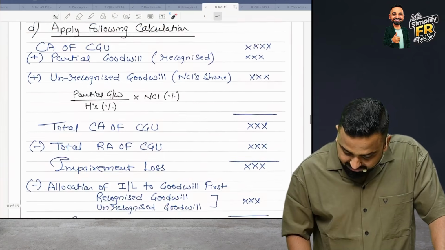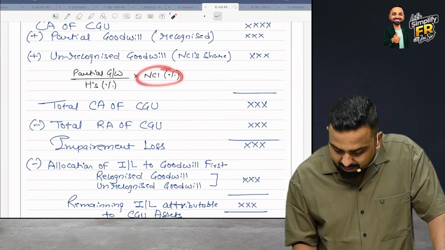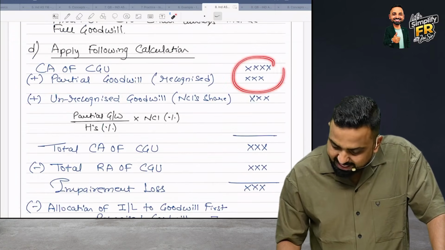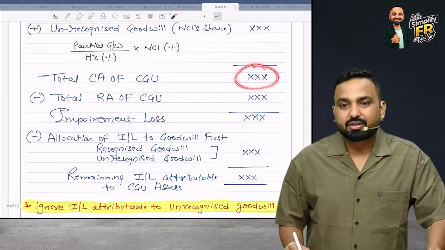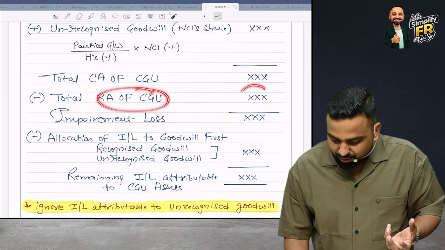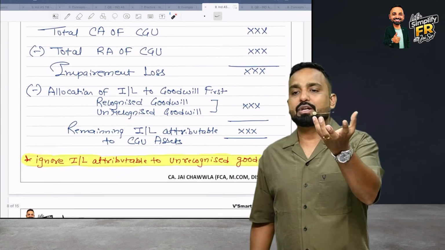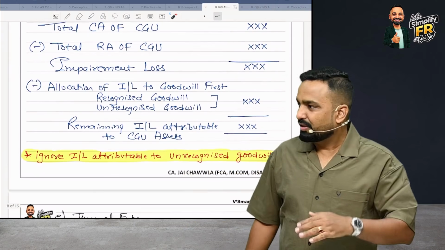You calculate partial goodwill divided by holding share, because it belongs to holding only, multiplied by NCI share. You add the unrecognized goodwill portion to the carrying amount of the CGU where you already have added the partial goodwill. Now you get the total carrying amount of the CGU. The total recoverable amount of the CGU is already given in the question. So you now have the impairment loss covering full goodwill, and you follow the same steps like we used to do.